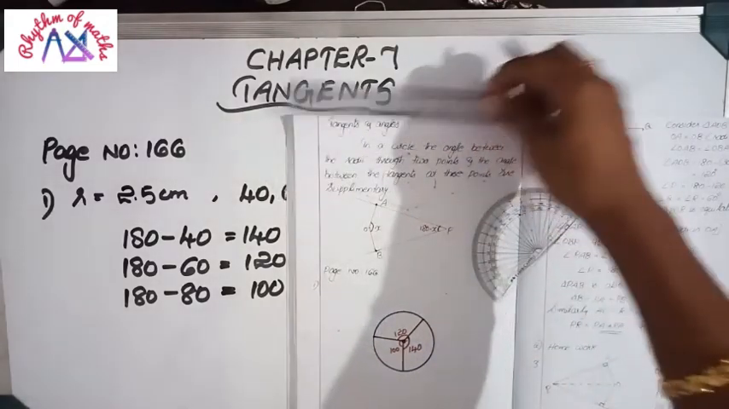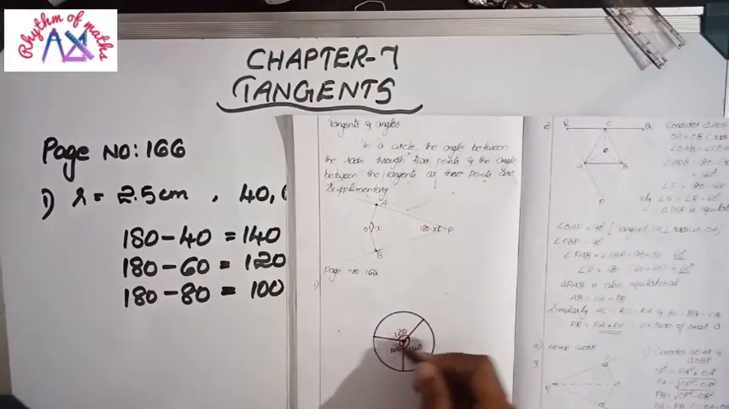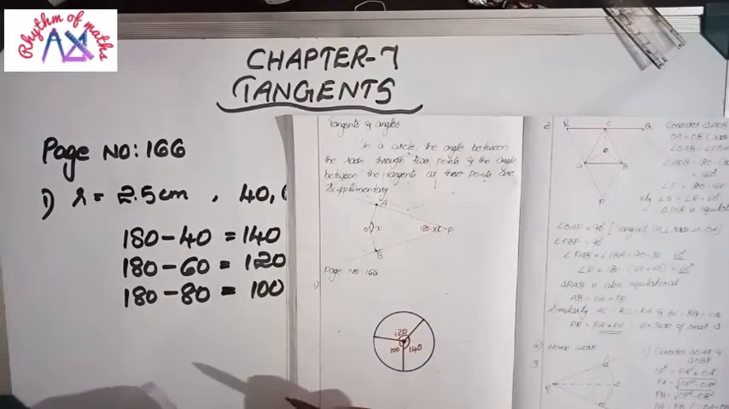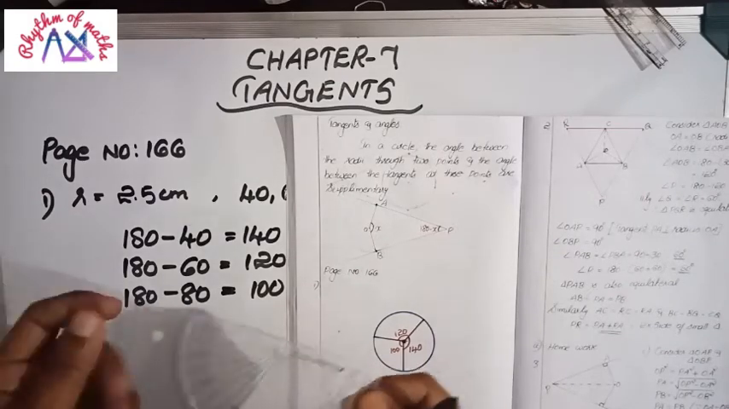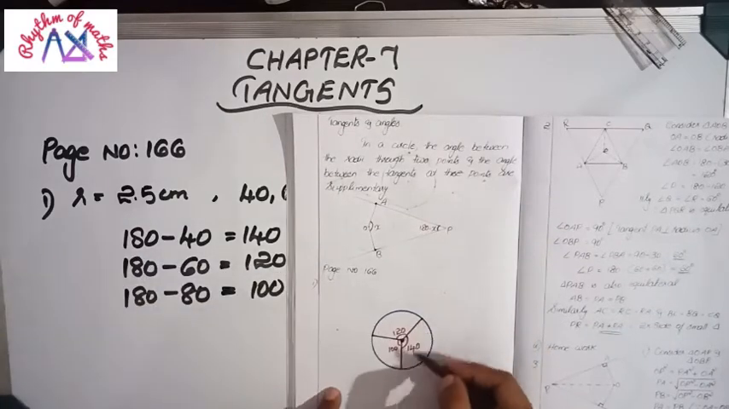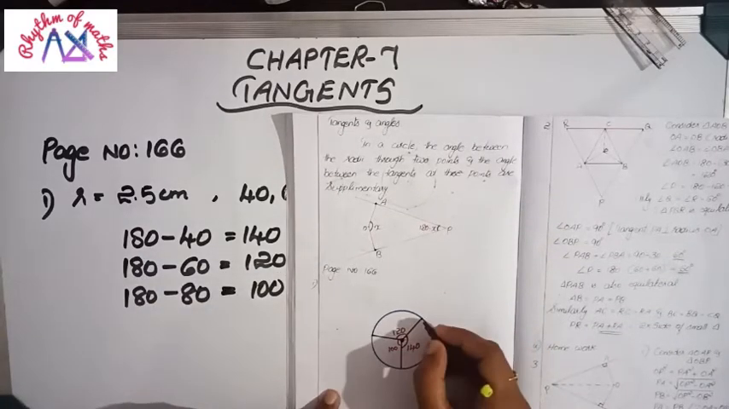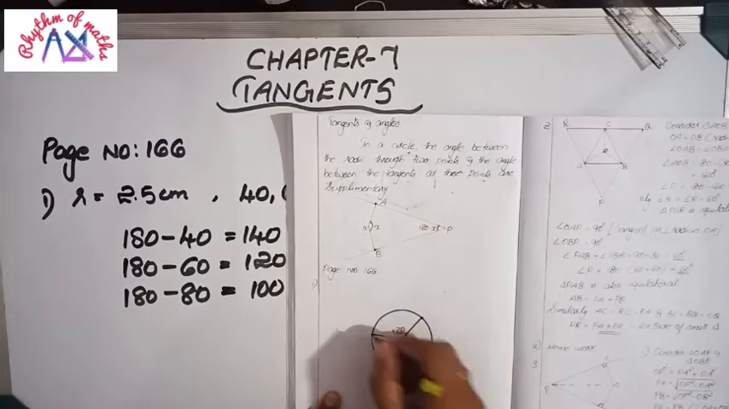Now we have to draw tangents through these points. Then only we will get the triangle. So the next step is to draw the tangents. In the previous video I showed you how to draw tangents using a protractor. Through each of these points we have to draw tangents. So this is the first point, this the second point, this the third point.